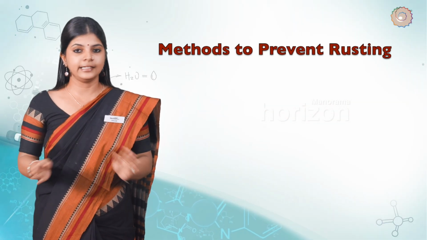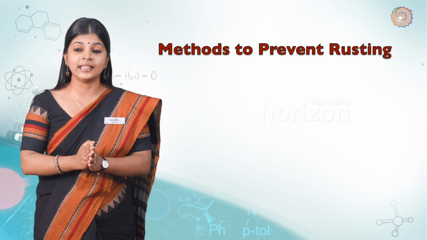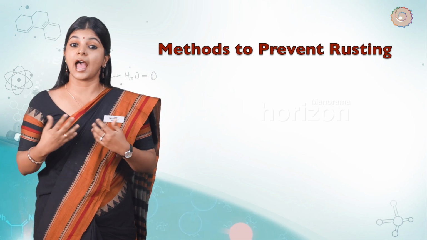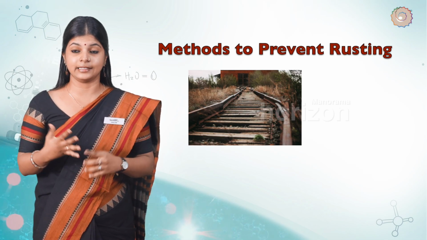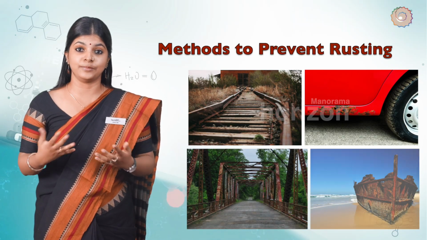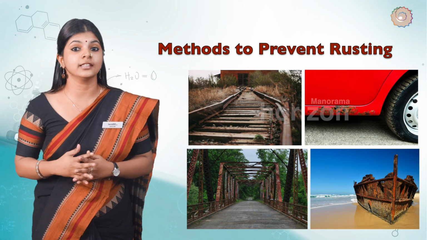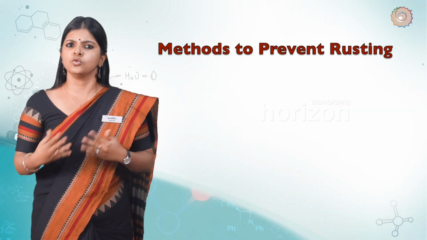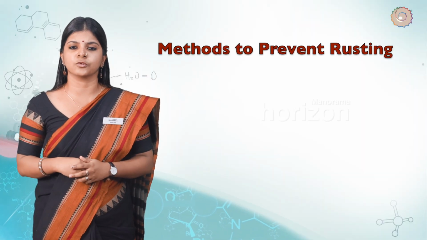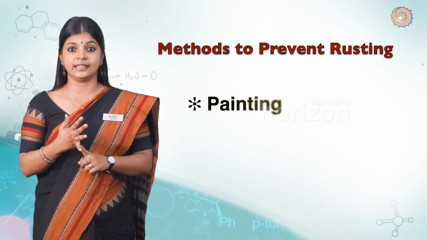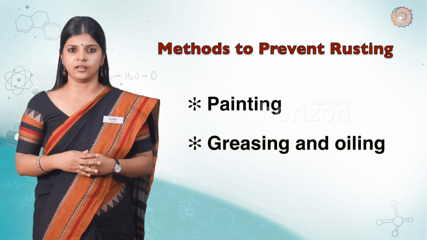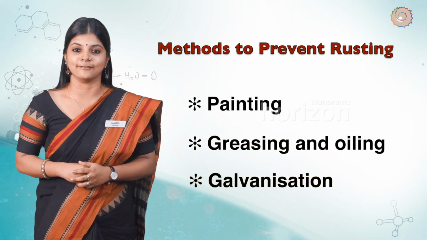Corrosion is definitely a disadvantage because it weakens iron and metal objects and structures such as railings, car bodies, bridges, ships, etc. and cuts short their shelf life. So what can we do to prevent rusting or corrosion? You can either paint it, you can do greasing and oiling, or you can use techniques such as galvanization.